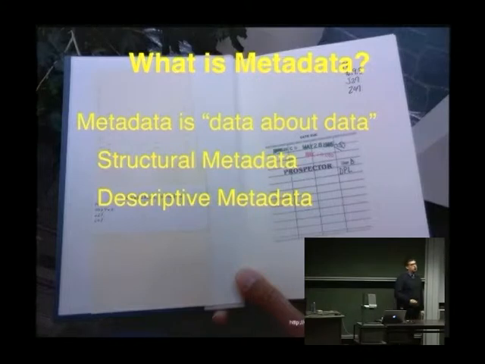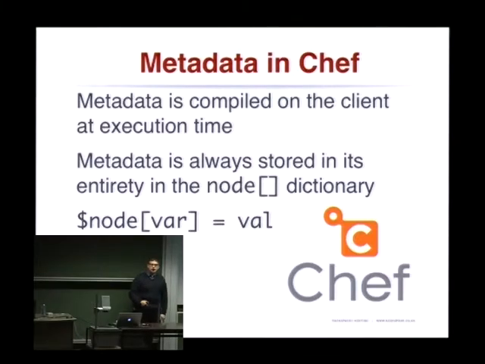So how does metadata work in Chef? Metadata in Chef is compiled on the client at execution time, and this is a very small detail, but it's something that will bite you very hard if you don't have it in mind. Metadata is always compiled at the end of the execution time, and it's always stored in a JSON dictionary.